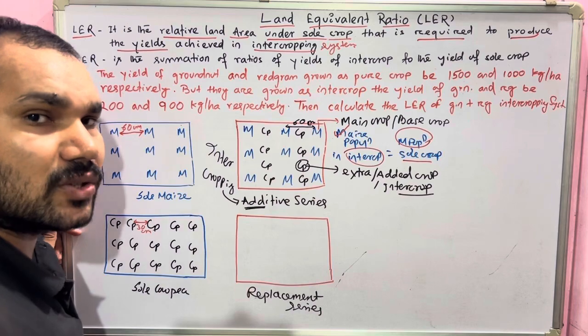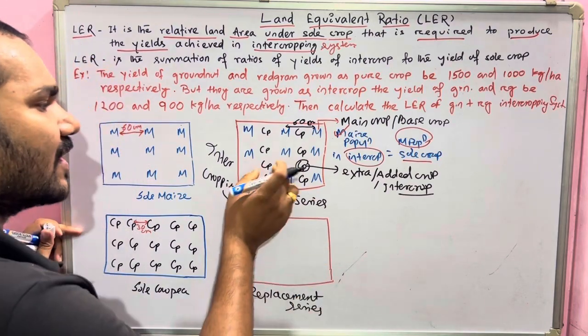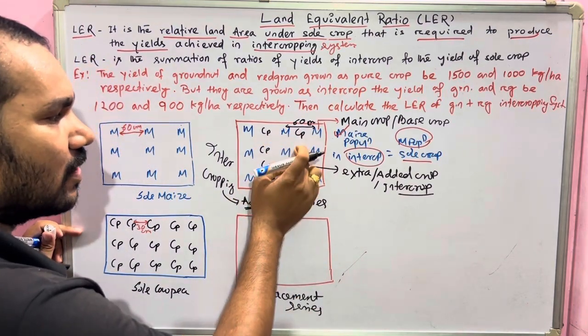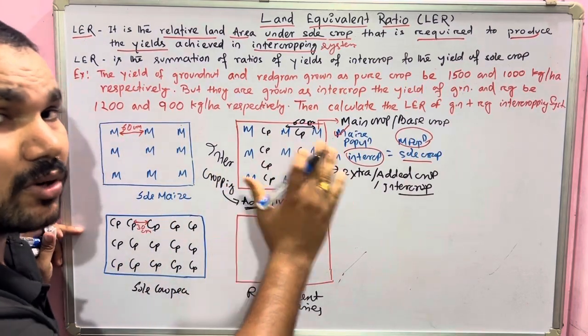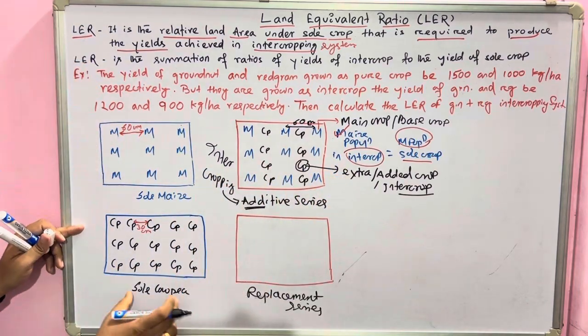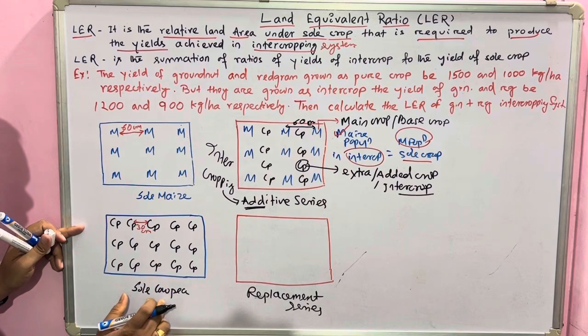So if I ask you, can you say whether the cowpea population here and the cowpea population here are the same or not? Let us come to that next. So this is sole maize, this is sole cowpea.